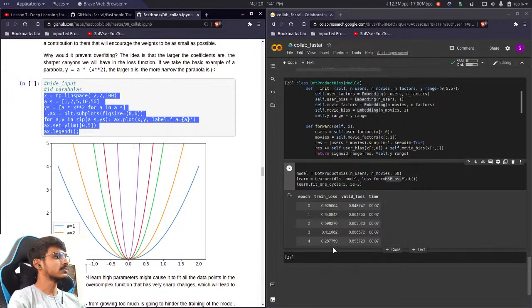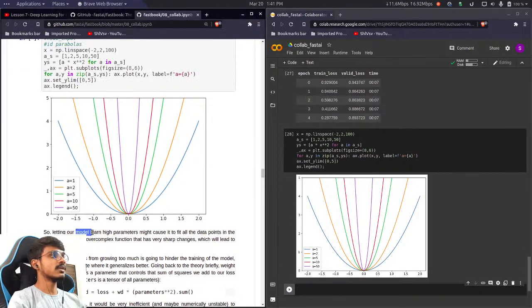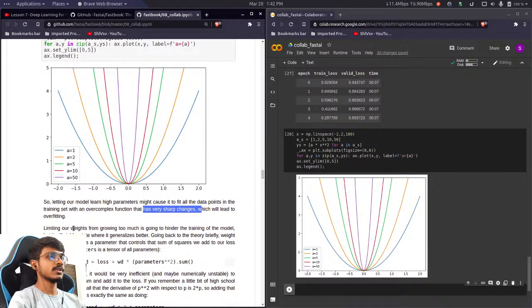Let's display the figure as well. So letting our model learn high parameters might cause it to fit all the data points in the training set with an overcomplex function that has very sharp changes, which will lead to overfitting. Limiting our weights from growing too much is going to hinder the training of the model, but it will yield a state where it generalizes better.